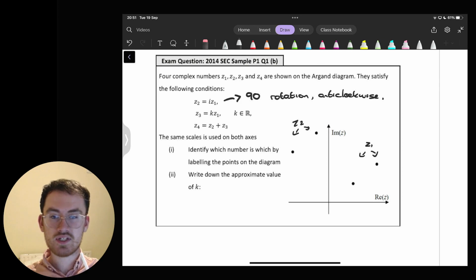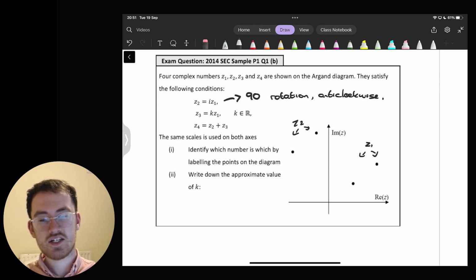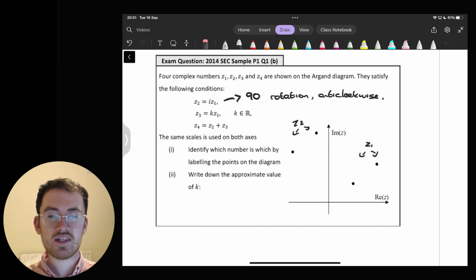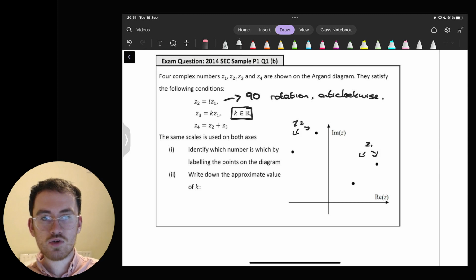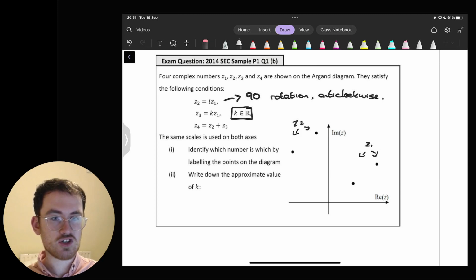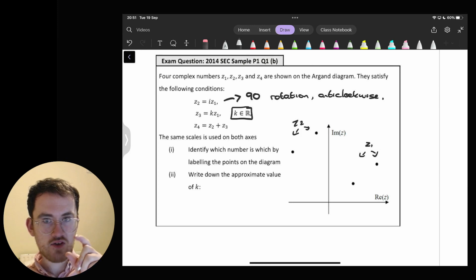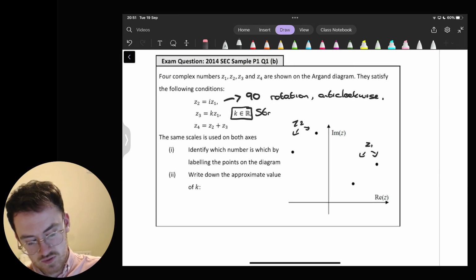Because if we want to rotate anti-clockwise, then we have to have Z1 on the right-hand side to rotate to the left-hand side. We note as well that there shouldn't be any difference in how far it is from the origin. Z3 is going to be kZ1, where k is an element of R. So we're noting that k is not necessarily going to be a whole number. It could be a fraction. It could be a fraction smaller than 1. So it could be a stretching or a reducing, if we like. So let's just make a note of that. So it could be a stretch or it could be a reduction.